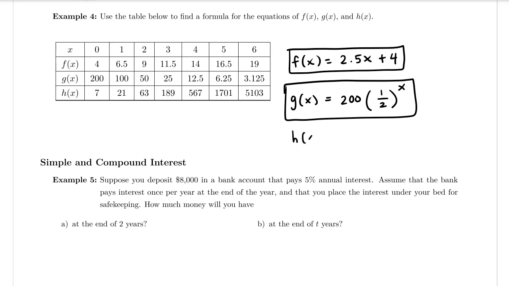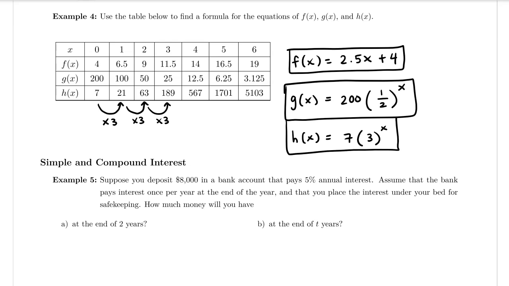H of x is also going to be an exponential function because going from 7 to 21, we're multiplying by 3. Then from here, we're multiplying by 3, multiplying by 3. So that's the pattern. Our common ratio is 3 here, and we're starting off with 7. Our growth factor is 3, and then our exponent is the input variable x. So this concludes example 4.